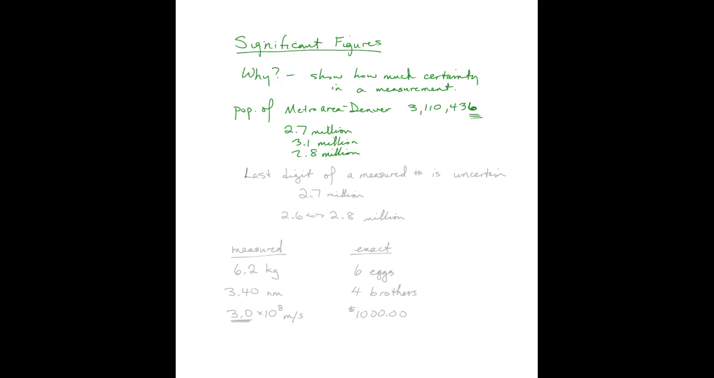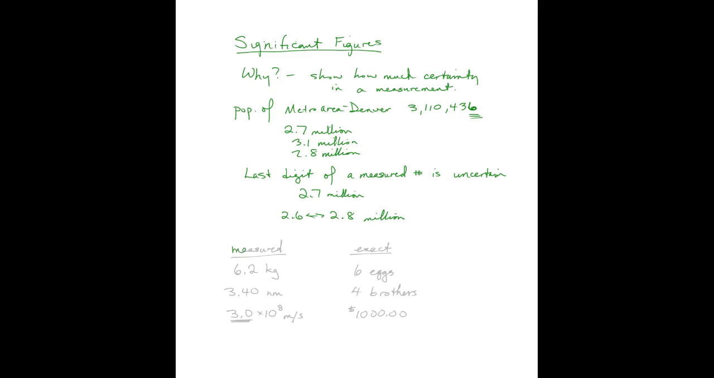The last digit of a measured number, and that's important, the word measured, of a measured number is the uncertain number. Usually it's plus or minus 1. So if we'd say 2.7 million, we really mean, well, it's somewhere between 2.6 and 2.8 million. We just don't know exactly, but we think it's probably closer to 2.7 million than these others, but that's our uncertainty.